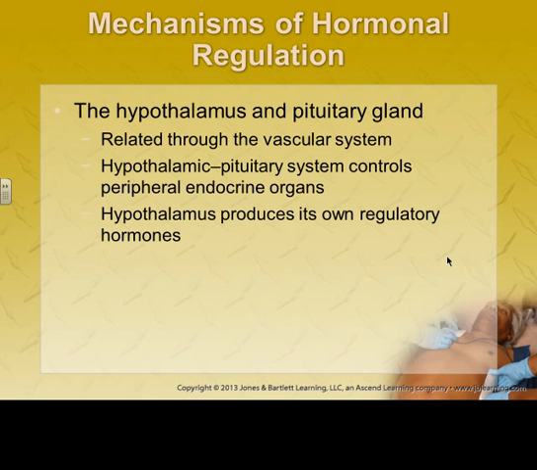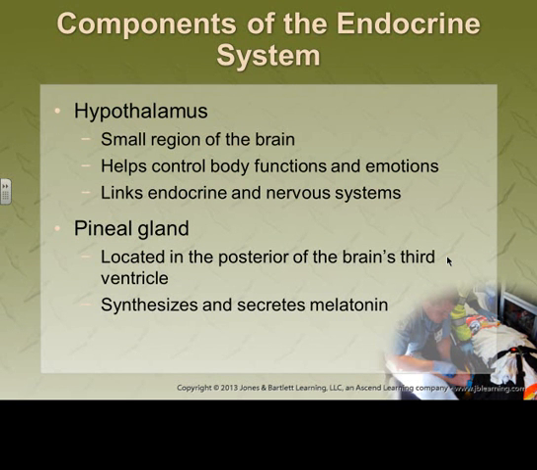The hypothalamus and the pituitary gland, they're closely related through the vascular system. They control peripheral endocrine organs. And then the hypothalamus, which is really more or less part of the neuro system, is part of the brain, it produces its own regulatory hormones. Now, let me get to that in just a minute. The hypothalamus is the primary junction where the endocrine and the nervous systems come together.